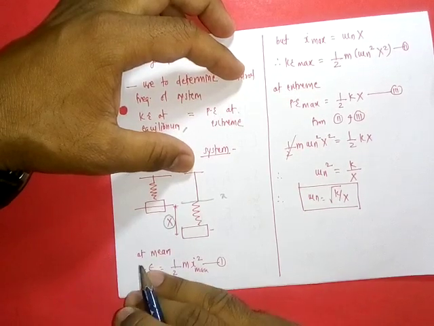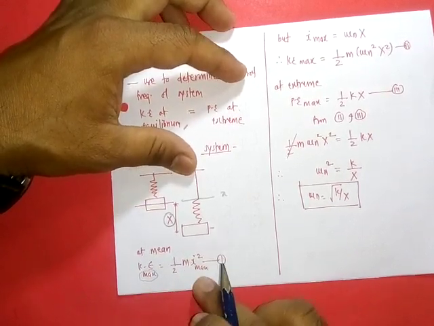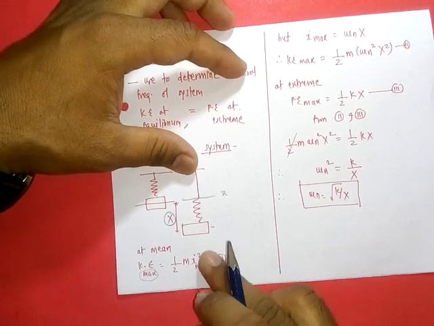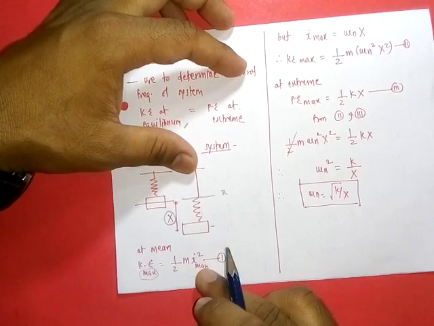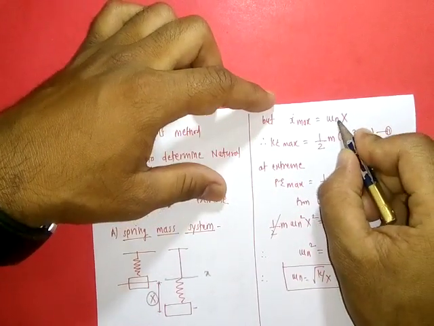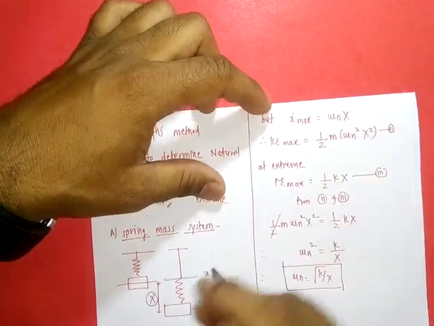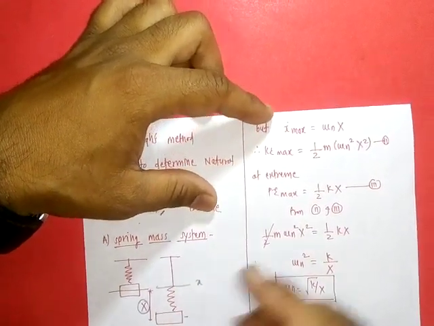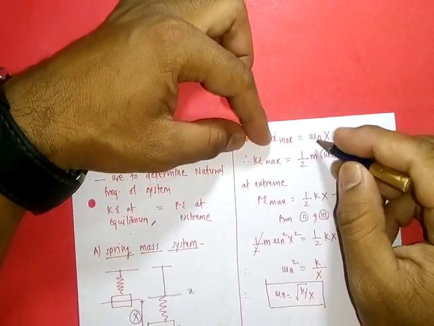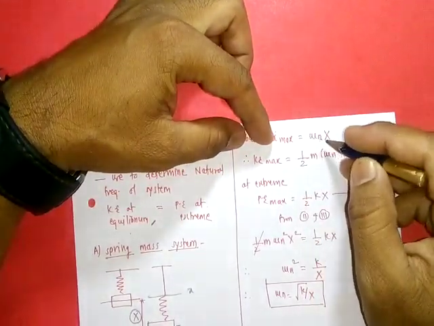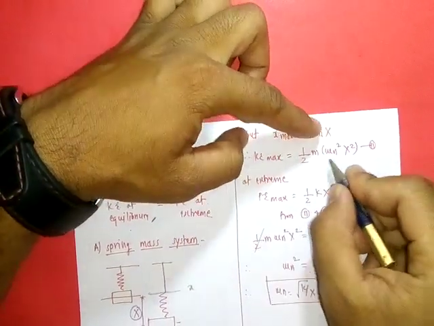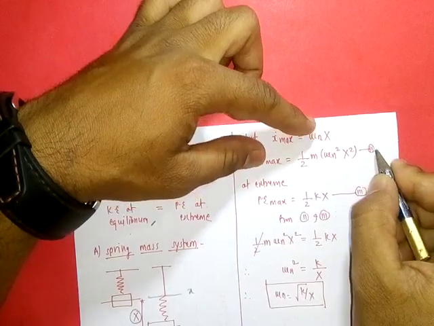Then maximum kinetic energy will be 1/2 m x dot max square, the maximum velocity square. Maximum velocity is equal to omega n into x, because the system is vibrating with its own frequency, which will be the natural frequency. So putting this value we get 1/2 m omega n square into x square.